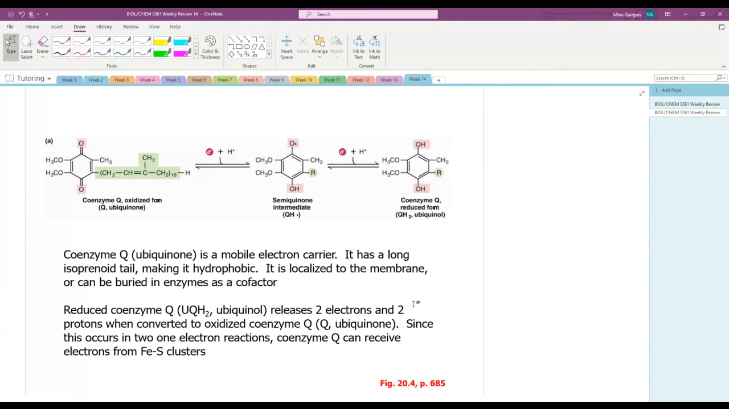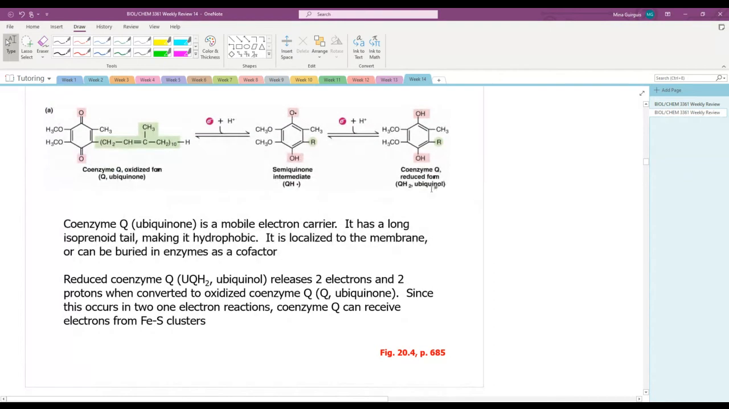So if you notice, it's hydrophobic because of this long tail, which lets it stay in the membrane, lets it be transferred, and lets it kind of move through the membrane. Okay. So this thing in its oxidized form can accept 1 electron to go to what's called a semiquinone intermediate, and then it can also accept a 2nd electron to go into what's called ubiquinol, or its reduced form. So it goes ubiquinone to ubiquinol with 2 electrons and 2 protons.